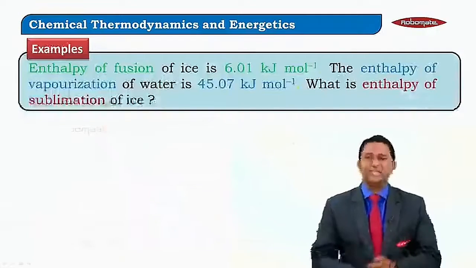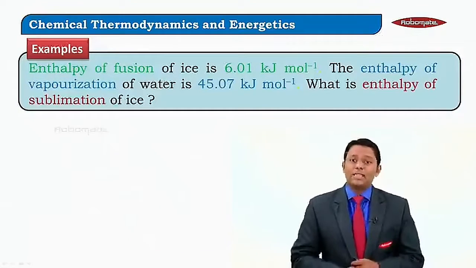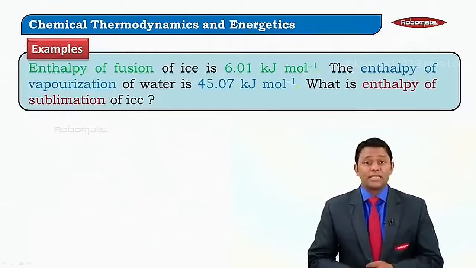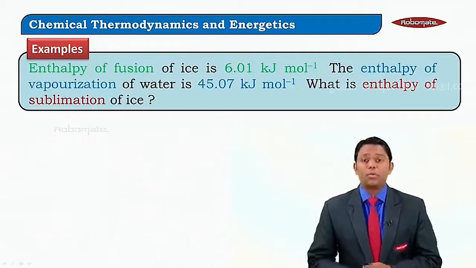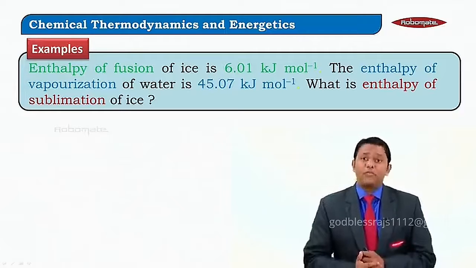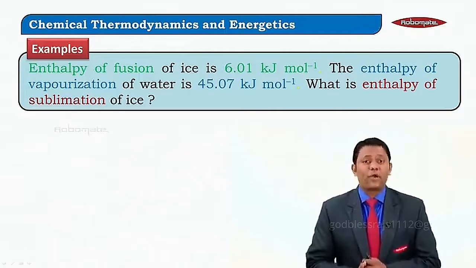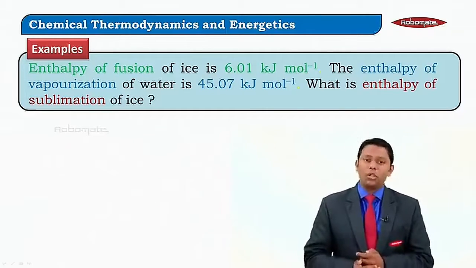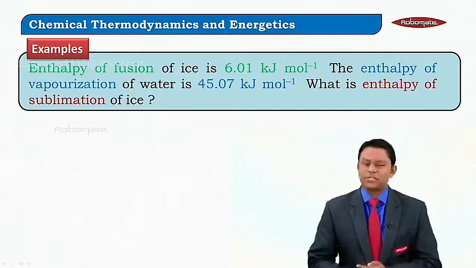Now let's take a sum based on that concept. Enthalpy of fusion of ice is 6.01 kilojoule per mole. That means enthalpy of fusion is given. The enthalpy of vaporization of water is 45.07 kilojoule per mole. And what is the enthalpy of sublimation of ice?